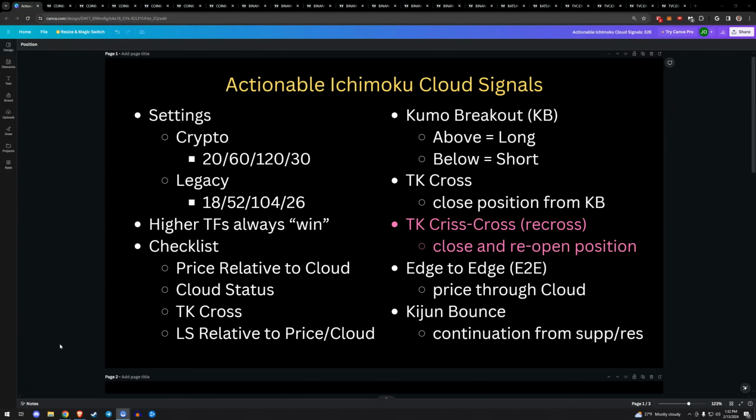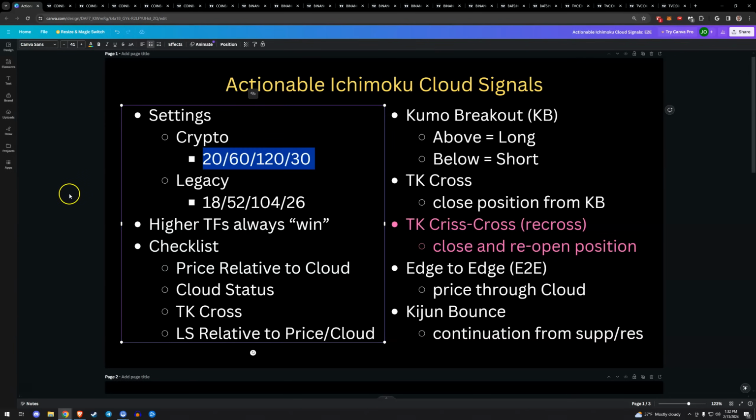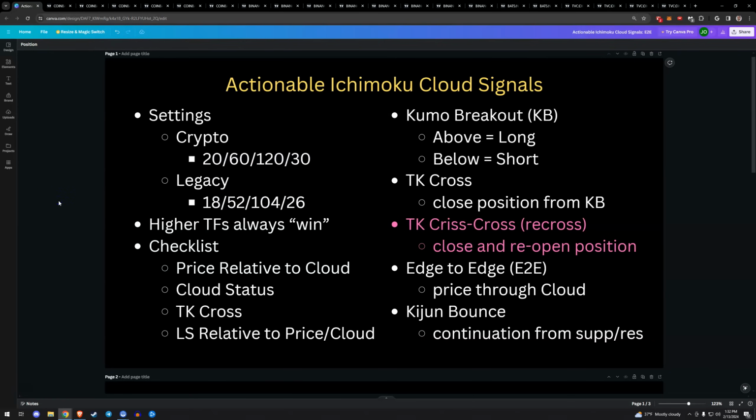But part of the magic here is that it happens so infrequently because, again, with crypto, I'm using 20, 61, 30. With legacy, I'm doubling the default. So I purposefully am eliminating most of the noise, most of the crosses. You're getting slower signals, and those signals are extremely impactful. Keep in mind the higher time frame always wins.